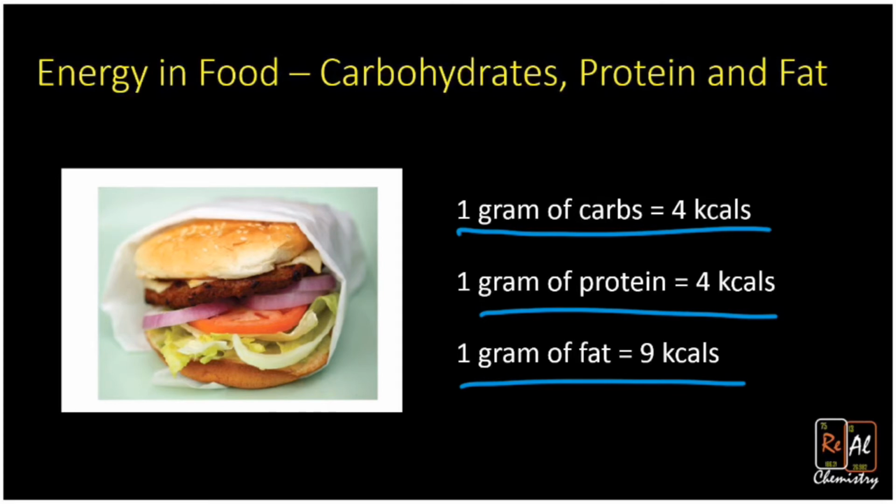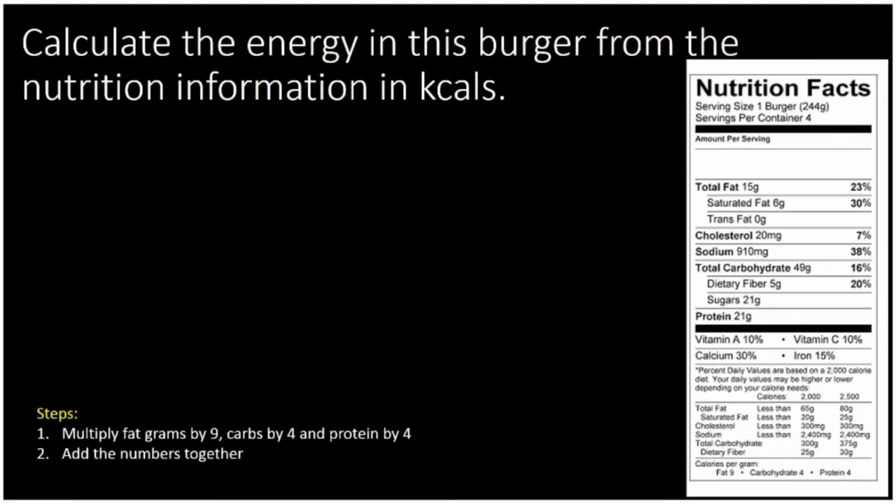Okay, so if we want to calculate how many calories are in our food, all we have to do is follow those equalities. So here what we're going to do is calculate the energy in our burger. So this is nutrition facts for a burger from the nutrition information. And we're trying to get the energy in kcal. So here it lists total fat, total carbs, and protein. Now it does break them down into smaller bits down here.